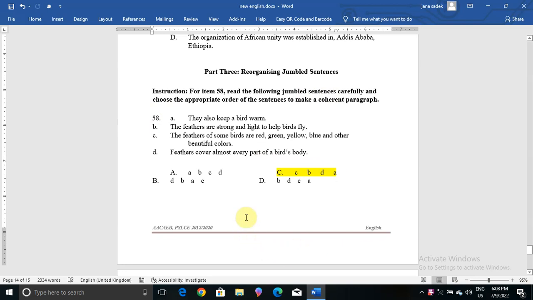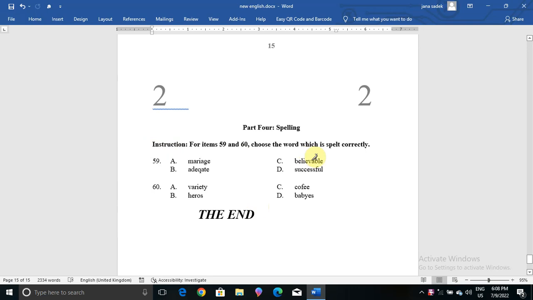Okay. Now in questions number 59 and 60, they are words, and you choose the correctly spelled one. For example, in question number 59, in choice A we have marriage, in B educate, in C believable, and in D successful. Of course the correct answer for this one will be D, which is successful, right? Because successful is spelled correctly. But believable, marriage, and educate are not spelled correctly.